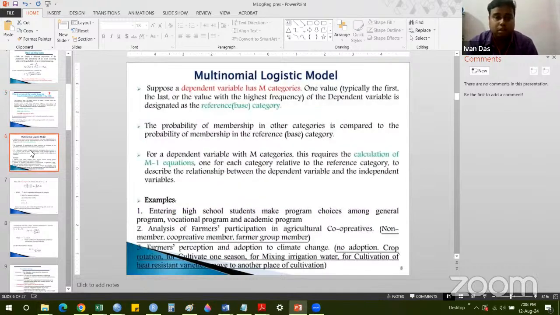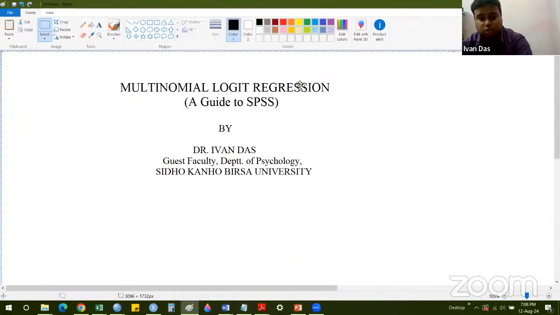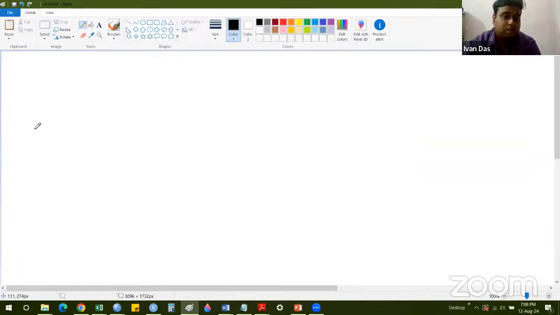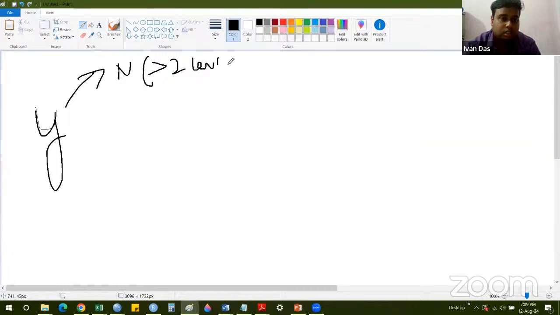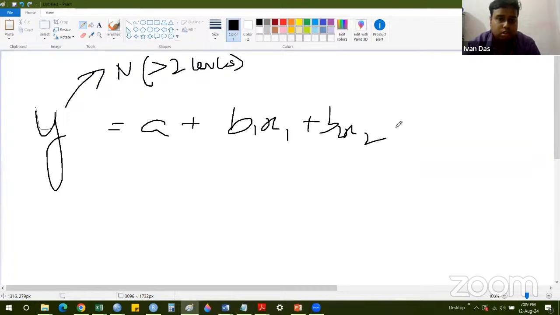Moving ahead, the multiple logistic model. This is the same thing that I told you about how the arrangement works. Once more, I will show you that this data will rely on, first of all, a y variable, which is nominal with more than 2 levels. Then you will have a y-intercept plus b1x1 plus b2x2 plus up to bn xn.